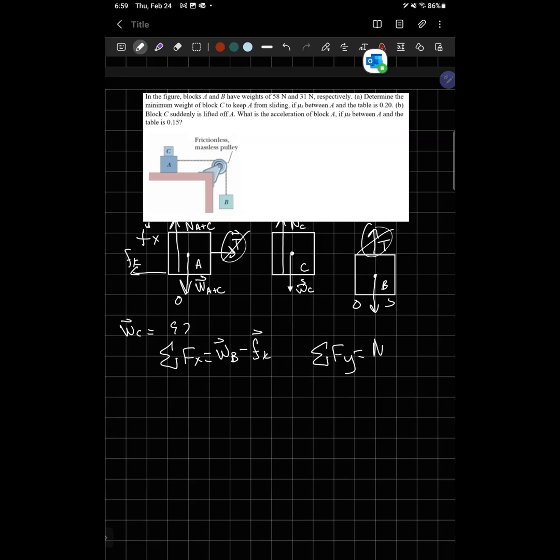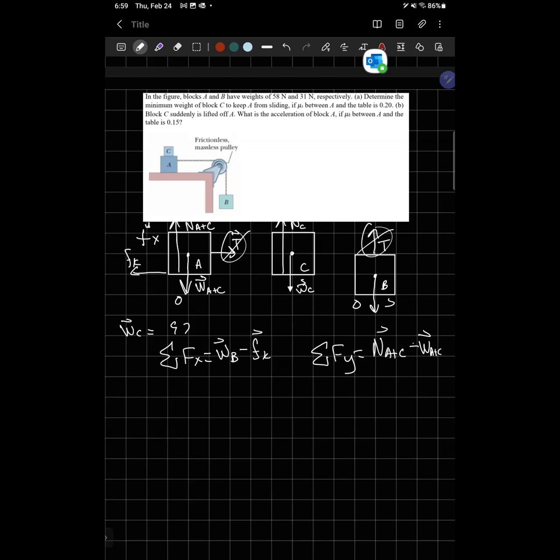So normal force. Would the acceleration of B be the same thing as A? I want to say yes, but I can't confidently say yes. But my assumption would be yes, they would be the same. So plus C, and then minus weight of A plus C.